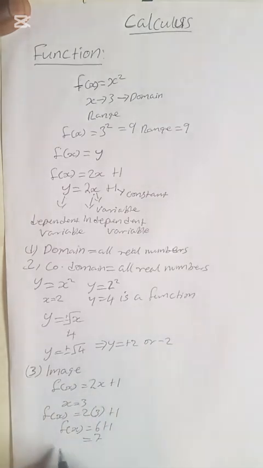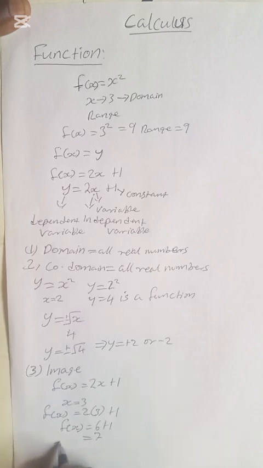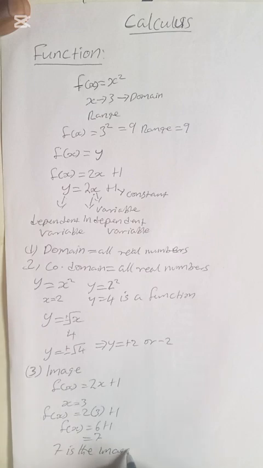So now when you look at it, you'll see that 7 is the image of 3. For this example now, you see that 7 is the image of 3. So that's what it means by image in a function. When they ask what is the image of this function, this is how you solve it. You understand what the image of the function really is.